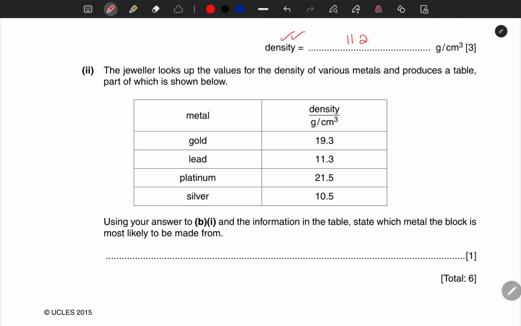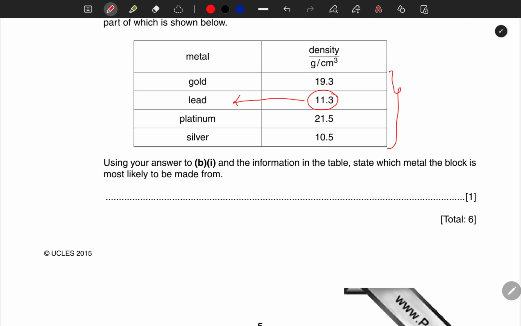Look at the density 11.2. All what you need to do is check which one is closer to 11.2, which is 11.3. And what does 11.3 tell us? It is lead. So it is what? Lead.